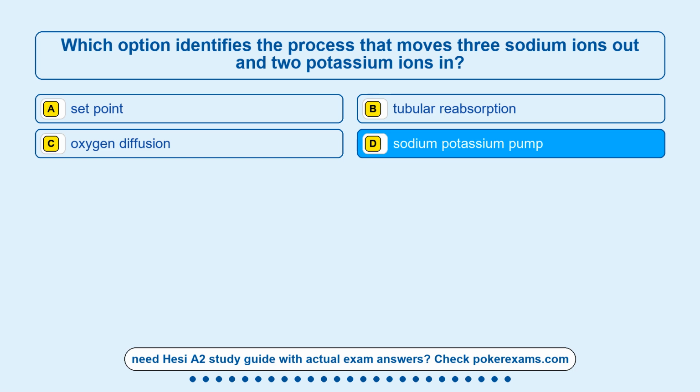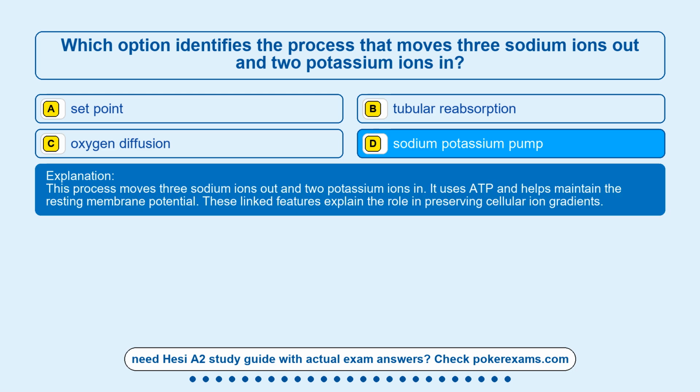The correct answer is option D, sodium-potassium pump. This process moves 3 sodium ions out and 2 potassium ions in. It uses ADP and helps maintain the resting membrane potential. These linked features explain the role in preserving cellular ion gradients.